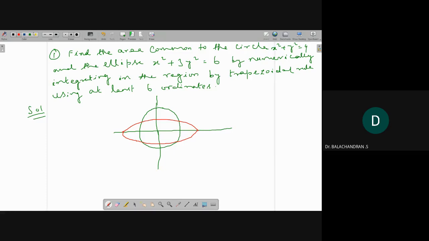This is the x-axis. This is the y-axis. So this is the origin. Now, this point I'm taking as B. B is (2, 0). B is (2, 0).